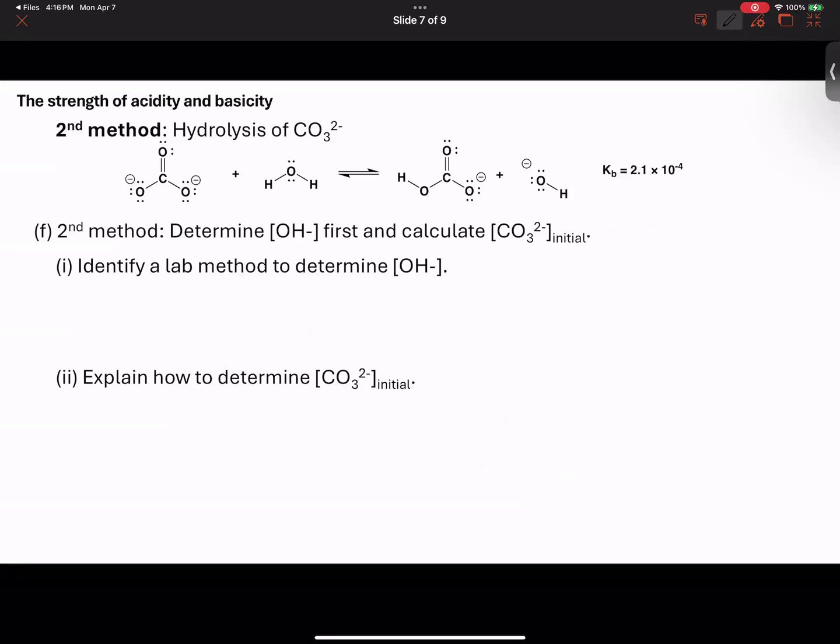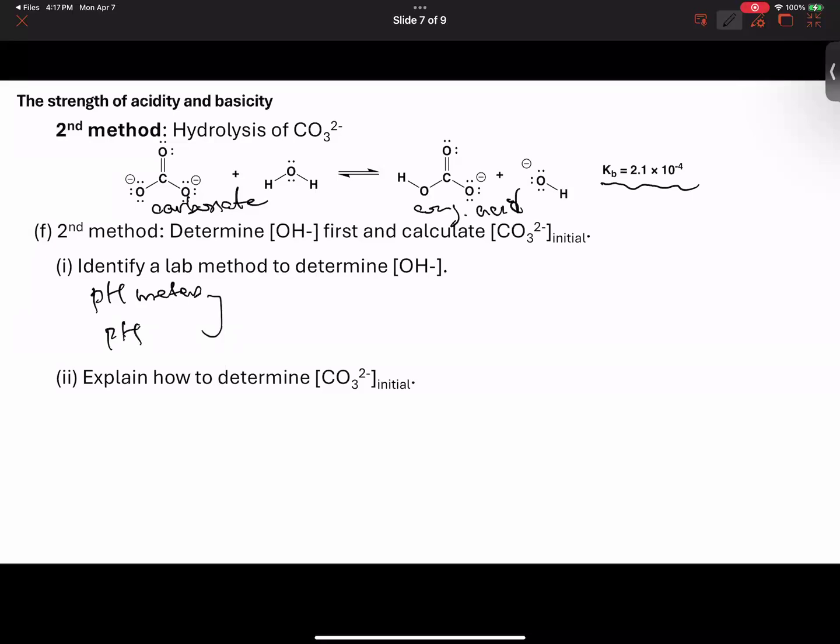Now, a student uses the second method using hydrolysis of carbonate ion. Here I drew the carbonate. This is carbonate ion, a weak base, and its conjugate acid, bicarbonate ion. Look at the Kb value, 2.1 times 10 to the negative 4. Identify a lab method to determine hydroxyl ion. Okay, so let's use a pH meter. Using a pH meter, let's read and determine a pH value.